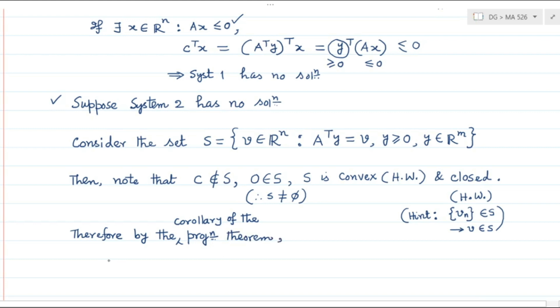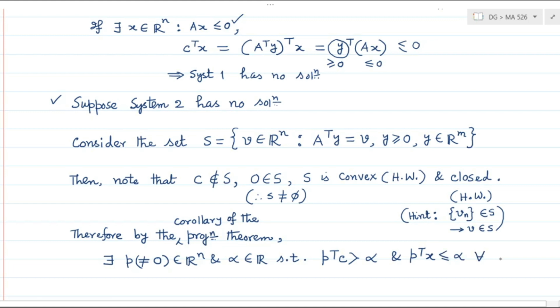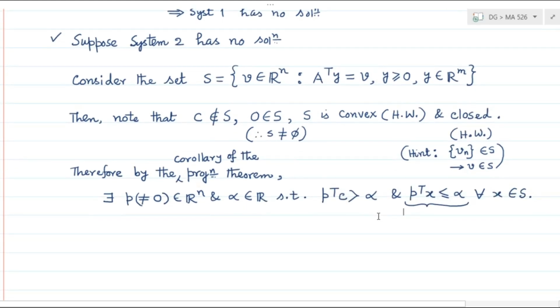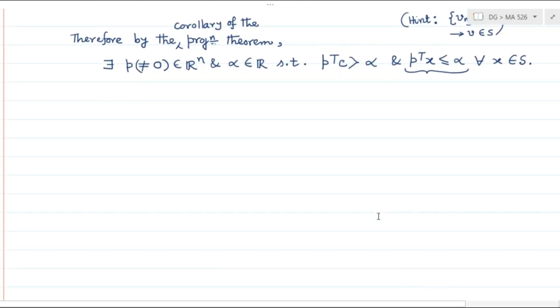what we shall have is a non-null vector P: there exists a non-null vector P and a scalar alpha such that P transpose C is greater than alpha and P transpose X is less than or equal to alpha for all X belonging to S. Immediately from this consequence that P transpose X is less than or equal to alpha, we note that, as the null vector belongs to S, we have P transpose the null vector less than or equal to alpha. That is, alpha is a non-negative quantity.